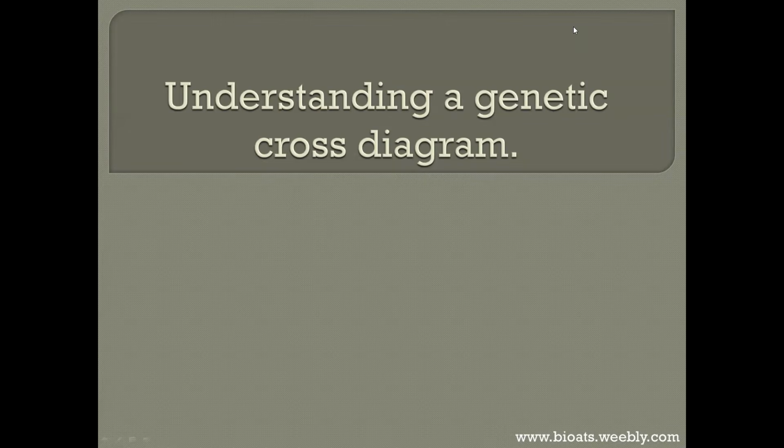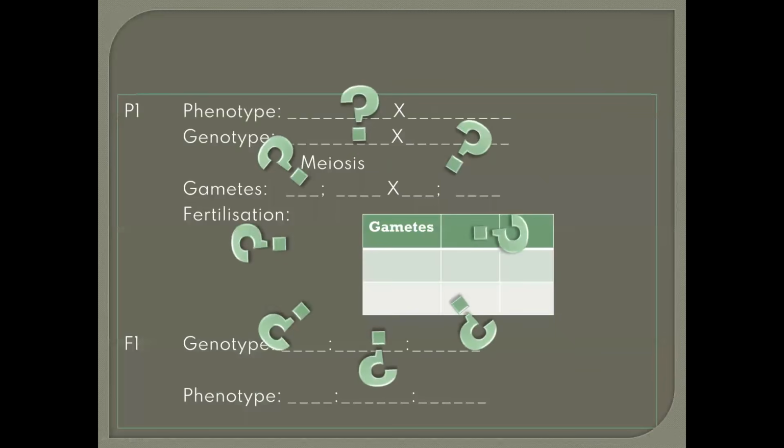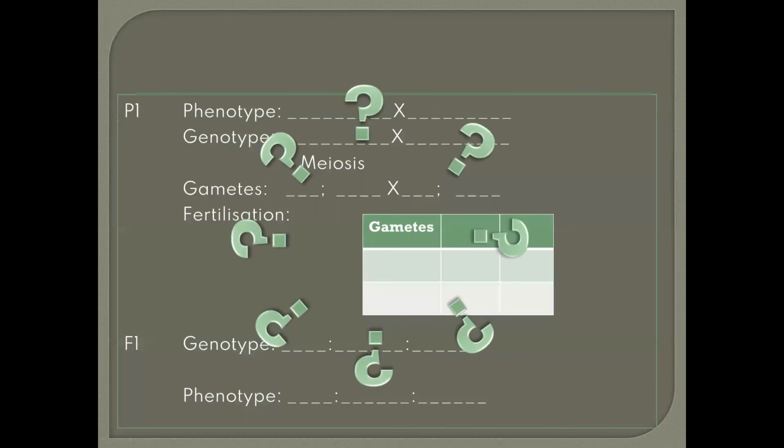The genetic cross diagram has a specific format which is vital when doing the section on genetics. Now, when we just look at it, there's a lot of information, but it's not random information. There's a logical reason for each of the various parts of this diagram.